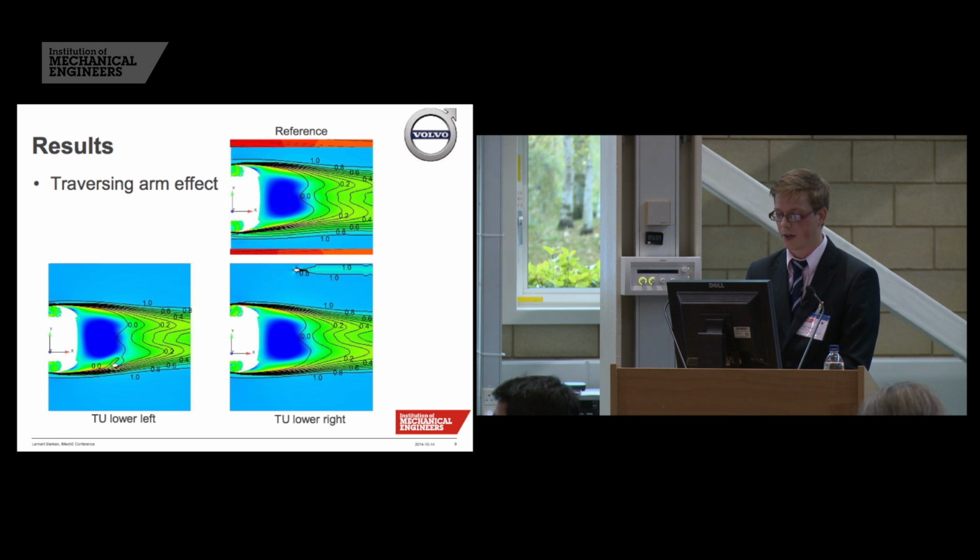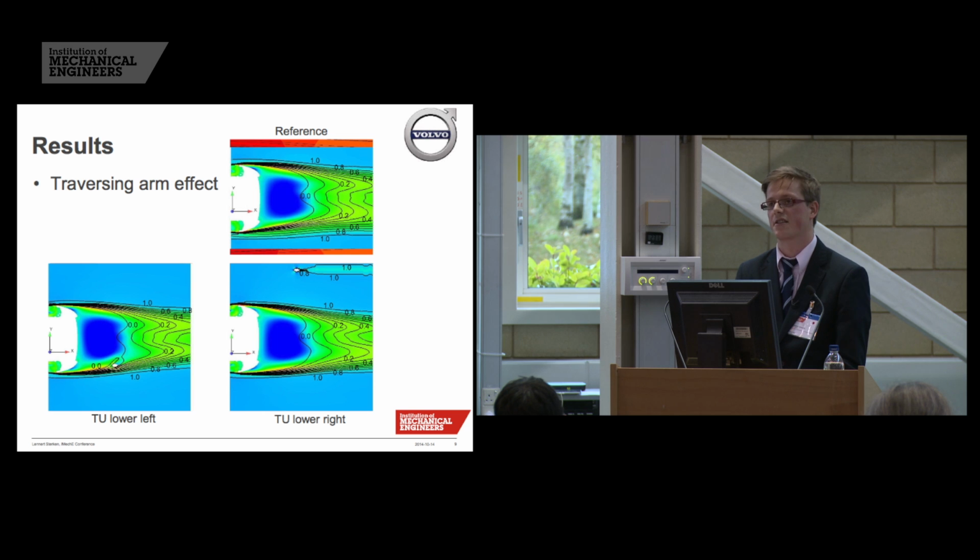If we then compare this to the traversing unit on the lower right side, then you have again a velocity interference between the traversing arm and the shear layer on that side, causing again a stronger inwash of the fluid flow into the wake.